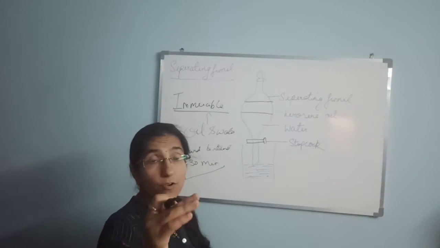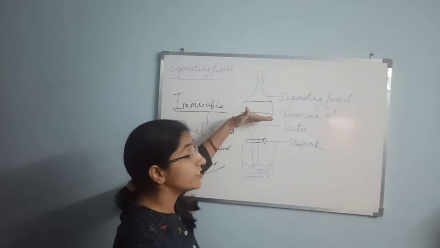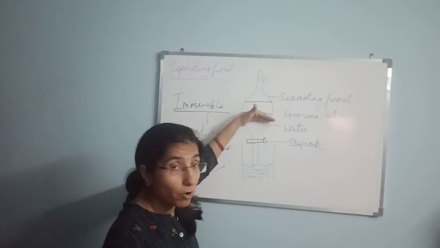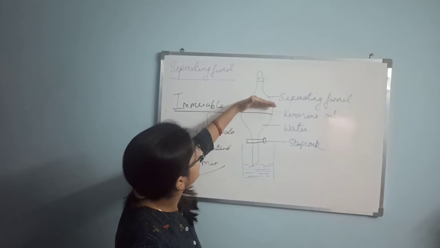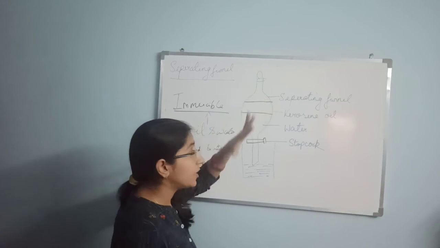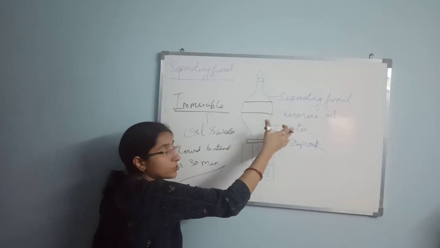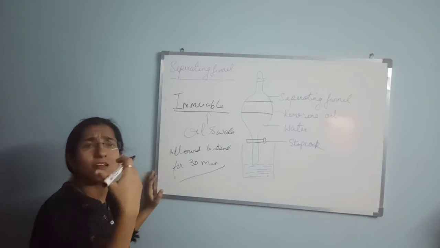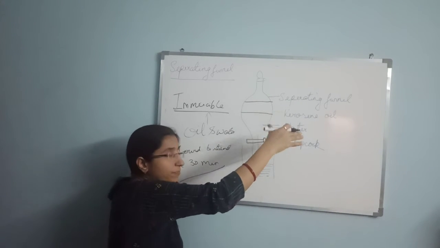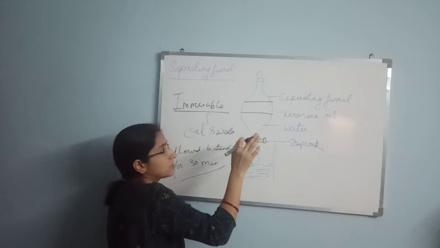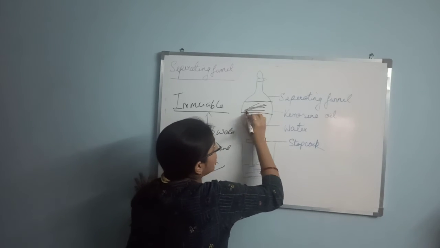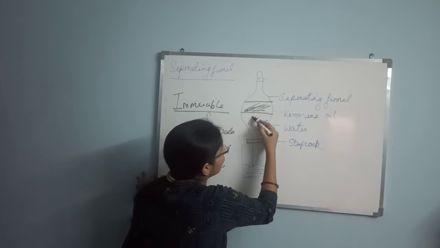Now, what will happen? The liquid which has higher density will settle down at the bottom of the separating funnel, and the liquid which has less density will float up. When there is a mixture of kerosene and water, or mustard oil, whichever vegetable oil you are using, you add the water and oil and put it in a separating funnel for 30 minutes. After 30 minutes, you will see a layer of kerosene oil and a layer of water.